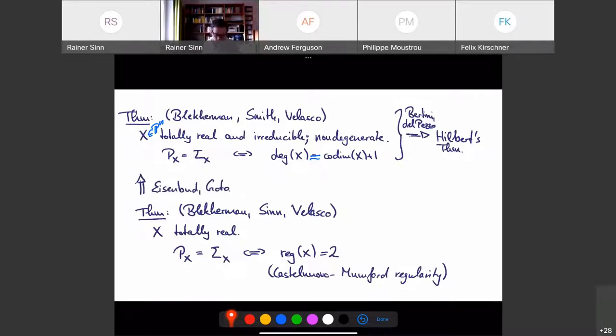Anyway, you can, of course, compare these two conditions. So you might wonder, what does this have to do with this? And then there's a theorem by Eisenbud and Goto that if you add irreducible and you have this assumption, then you get this equality. So, of course, this is as it should be, right? If you add irreducible here, then you can walk along these equivalences from regularity to degree of X is codimension X plus 1. And the direct route from here to there is this theorem by Eisenbud and Goto.